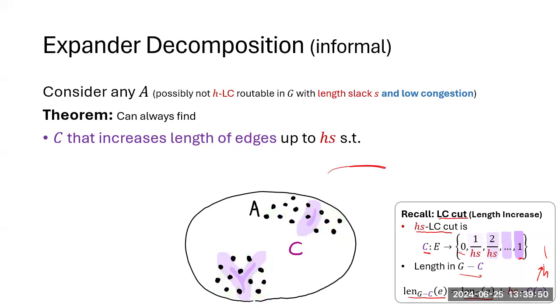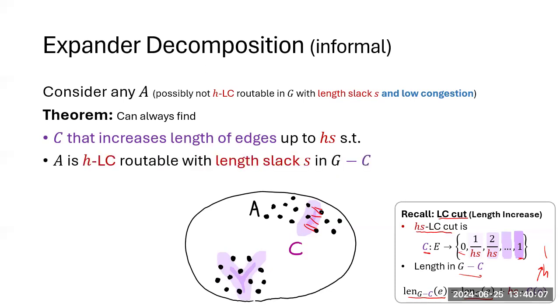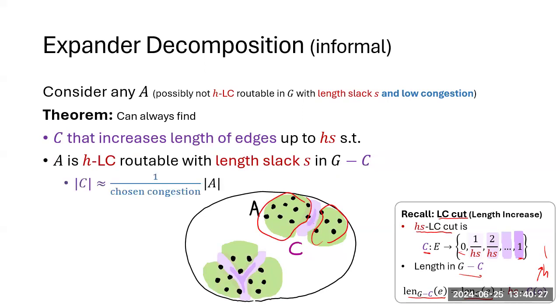Imagine that there might be some kind of bottleneck here, but it's short. Now you might just increase the length here. So now there is no demand between these two clusters anymore, and then it becomes length-constraint routable. So the neighborhood covers after the length increase are now separate. Just increase the length a bit, and then A becomes routable. And the size of C is going to be proportional to the size of A over the congestion that you choose. So that's what it is.